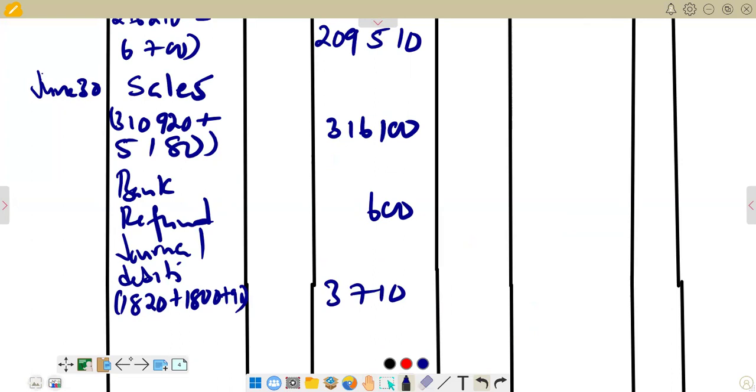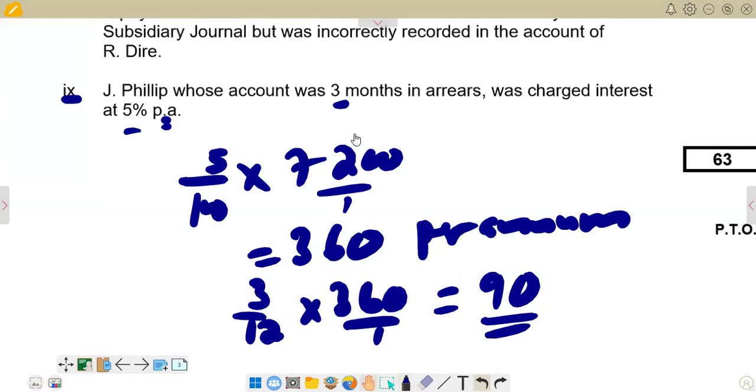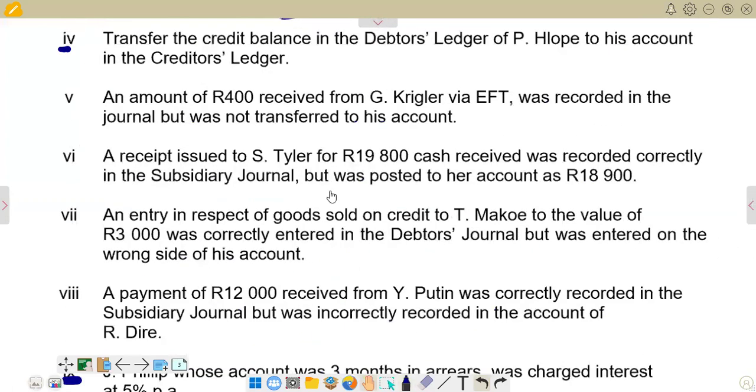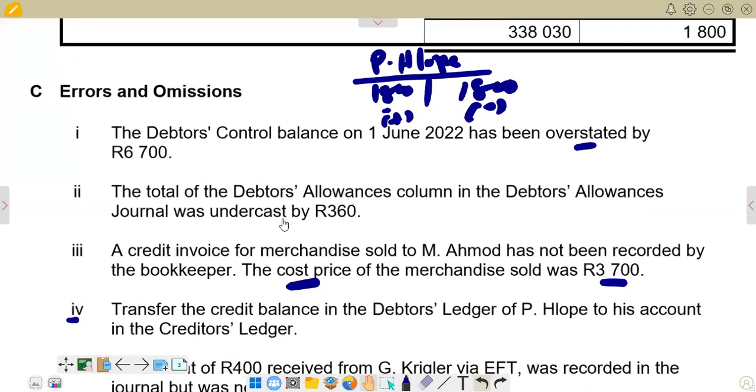So we go back again to the debtors control in the question, check if you've got anything on the debit side, see that if we have exhausted everything that is on the debit side, then we go to the credit side, we now have bank and discount allowed. So we go to the question again to the additional information to see if we've got anything that is affecting our bank and discount allowed. So we can go at the beginning where we put our additional information, we go down to check if we've got anything that is affecting our bank and discount allowed.